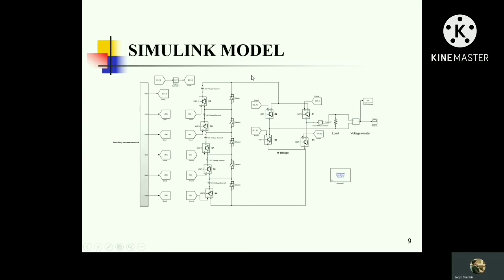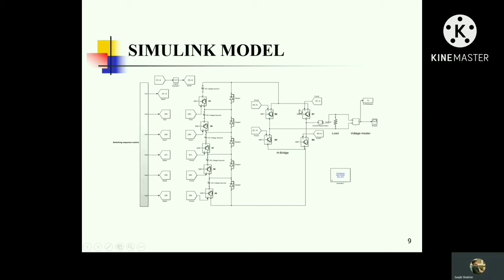We used a total of 9 switches. 4 switches are used in the H-bridge. Basically, the H-bridge is used to convert DC into AC by triggering the gate pulse, and these other switches are used to trigger the gates of the H-bridge switches.